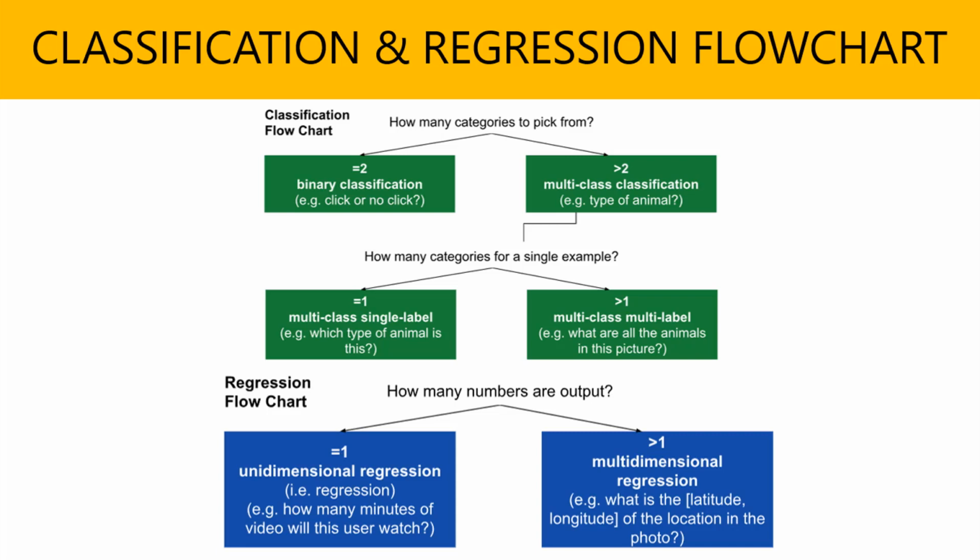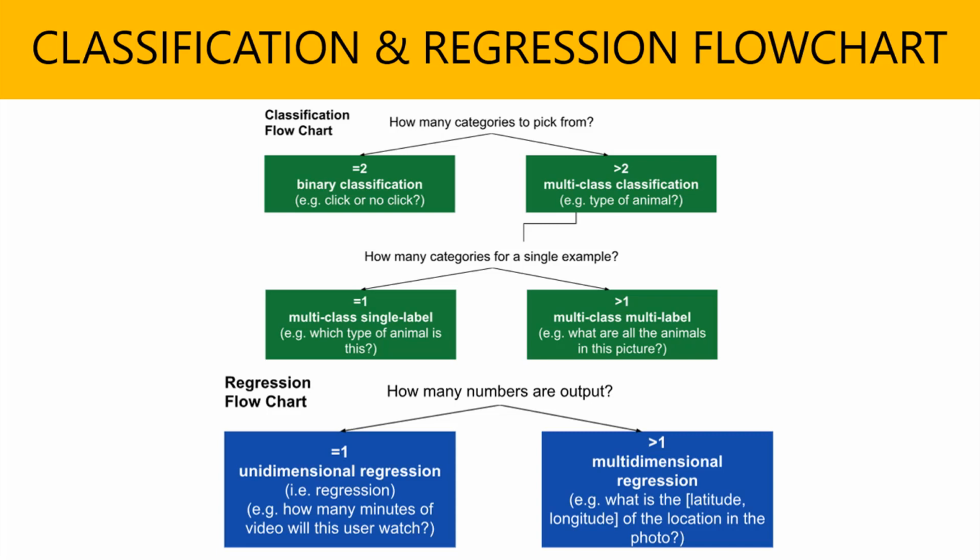For example, type of animal. And how many categories for a single example? In that instance, it'll be equal to 1. And a multi-class single label, which type of animal is this? And if it's greater than 1, then the question will be, what are all the animals in this picture? Okay, so you get the idea in terms of classification categories.